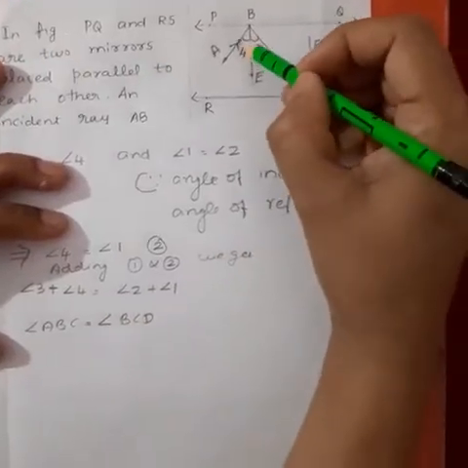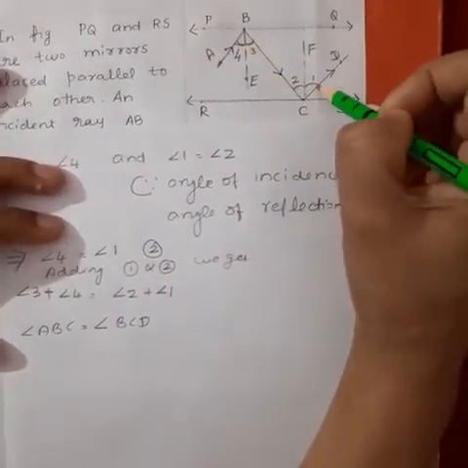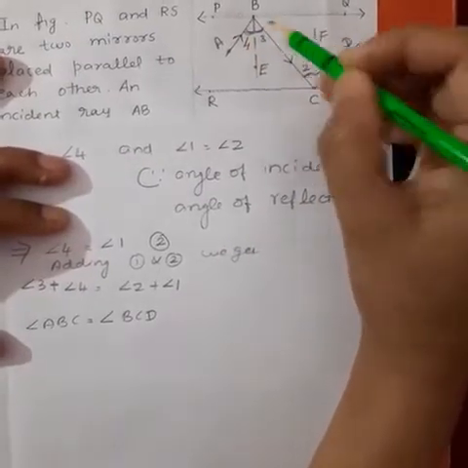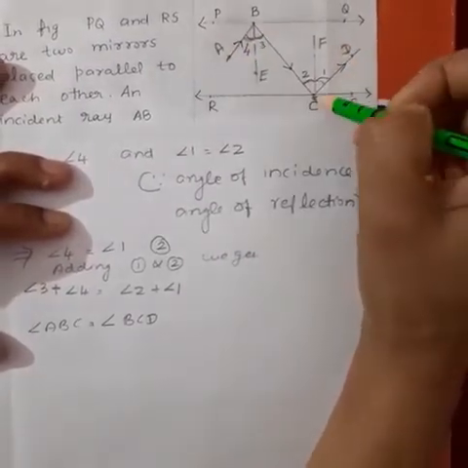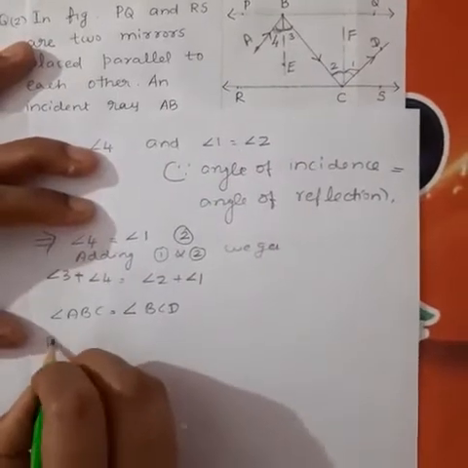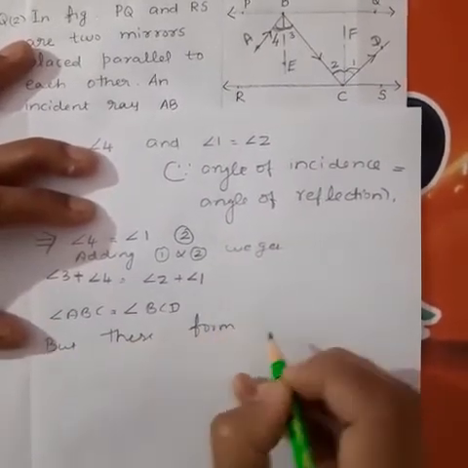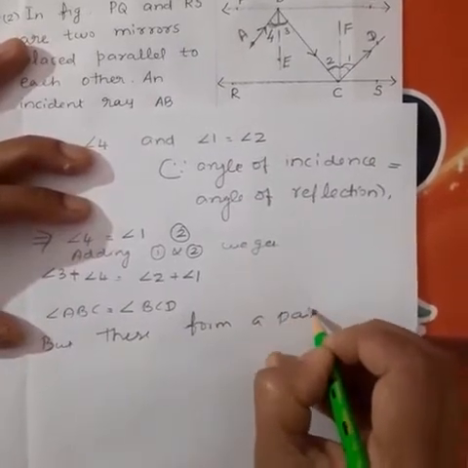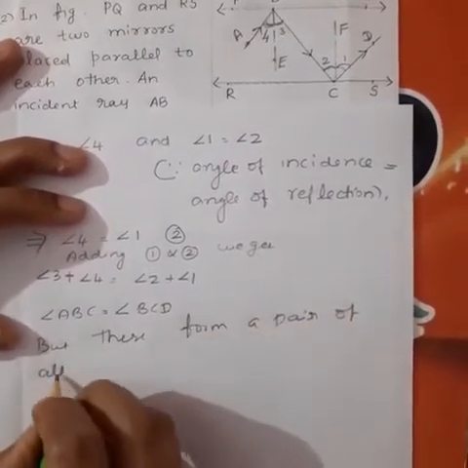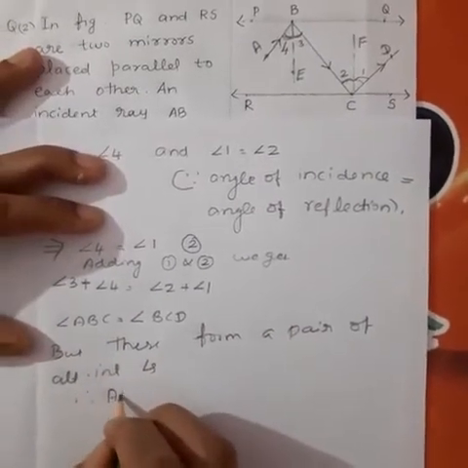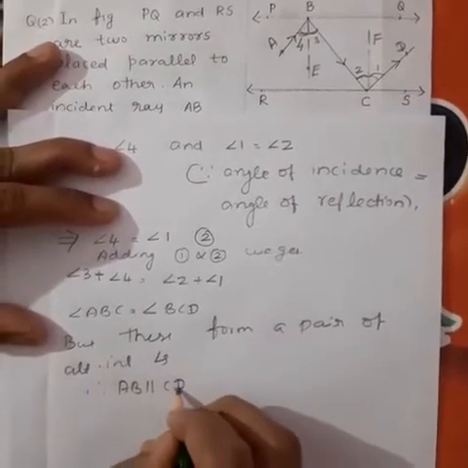See, these form alternate interior angles, and we have proved these two angles are equal, therefore AB is parallel to CD.